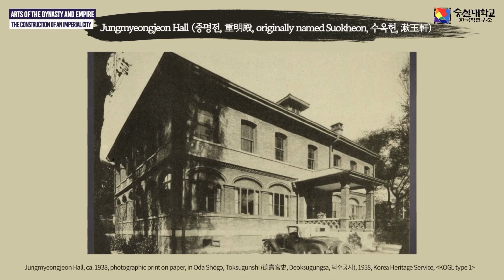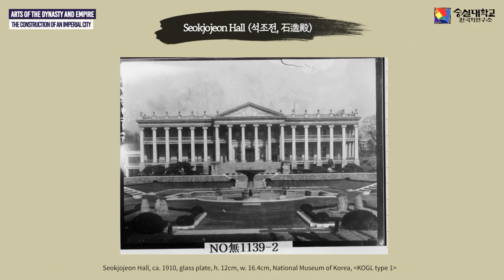Jungmyeongjeon Hall was originally built as a royal library, but was used as Gojong's chamber and reception hall after a fire in 1904. It was the first Western building constructed inside of palace grounds. Seokjojeon Hall was commissioned by Gojong to serve as both living quarters for the imperial family and as a place for state affairs. Both Western-style buildings show the hybrid use of space within palace buildings, where a single building is separated in its quarters according to their functions.